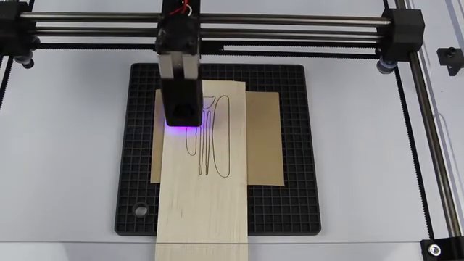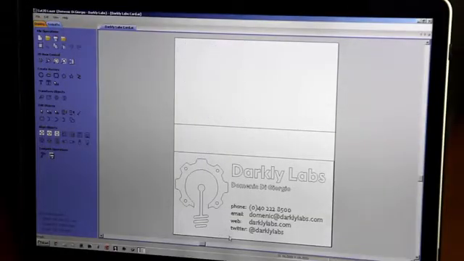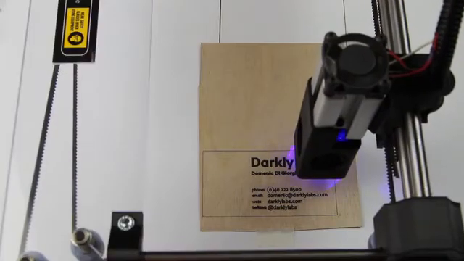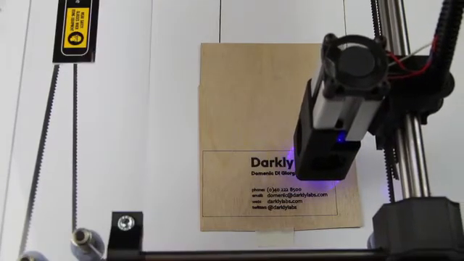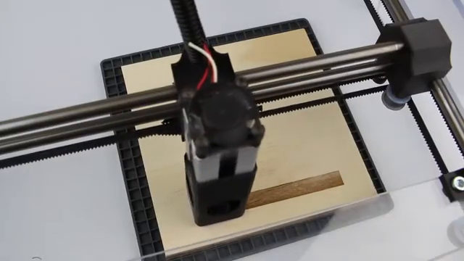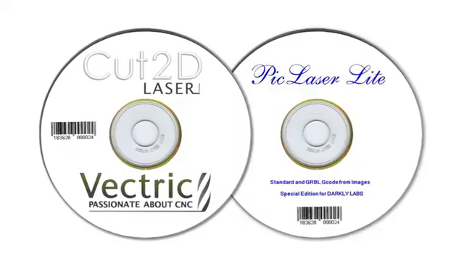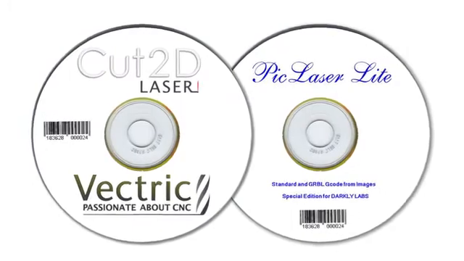To make life even easier and help you get the most out of your LazerBlade, we've formed alliances with 2 software developers who have created LazerBlade-ready versions of their programs. We're proud to be supported by Vectric, the creators of Cut2D Laser, and John Champlin with Pick Laser Light. As a special thank you for supporting us on Kickstarter, we're including licensed copies of these 2 packages for no extra charge.